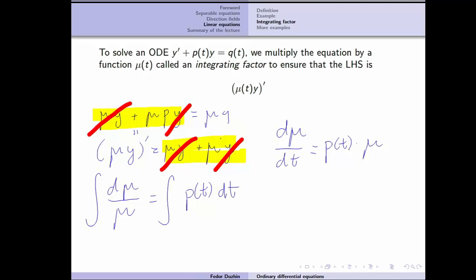and the antiderivative of d mu over mu is the logarithm of the absolute value of mu, and this would be, well, since we don't know what p of t is, we cannot really change it, so it should be just the antiderivative of p of t dt. But now notice one more thing, that our purpose now is just to find one particular integrating factor. We do not have to know all of them.